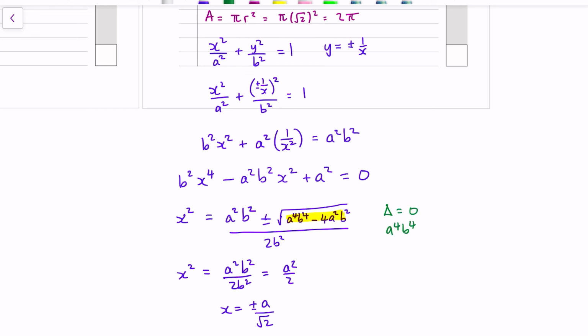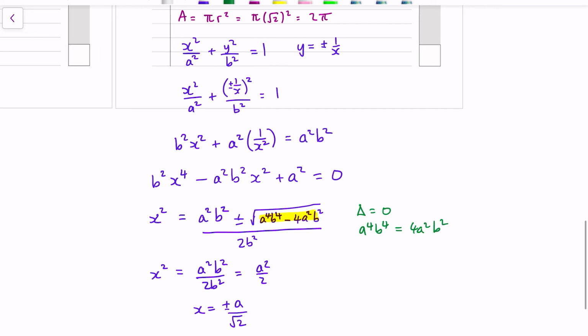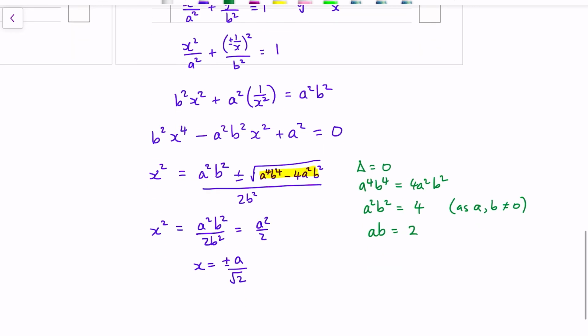a to the 4 b to the 4 equals 4a squared b squared. a and b aren't 0, they are the radius in the x and y direction of the ellipse, so they can't be 0. So we can divide right through by a squared b squared, and we get a squared b squared equals 4. And therefore ab equals 2. a and b are both positive numbers, so we don't write negative 2 there. And the area of the ellipse is pi ab, so 2 pi.